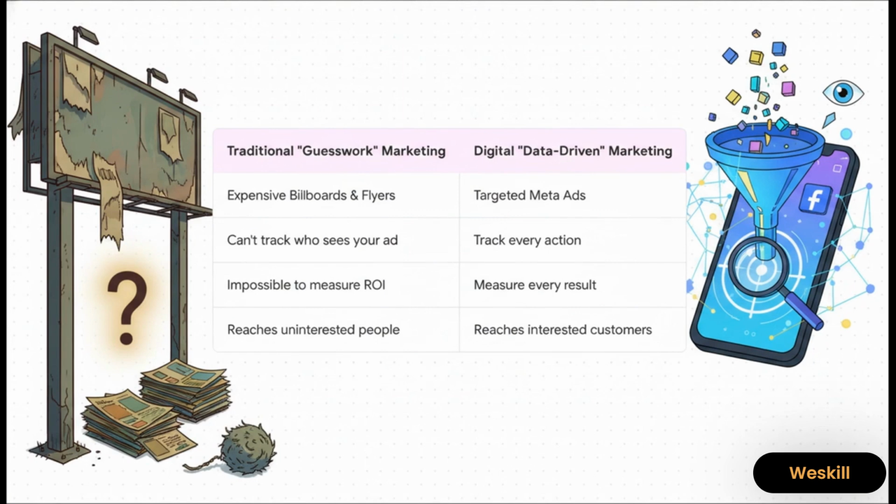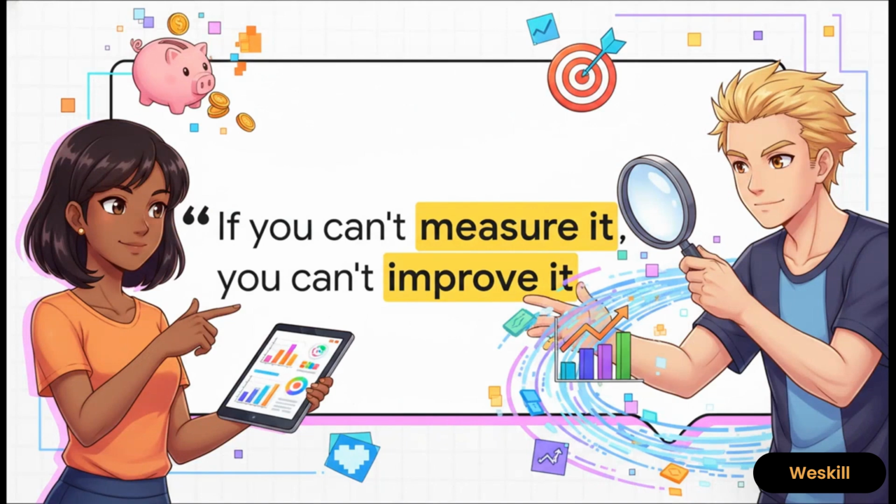I mean, just look at the difference here. On one side, you have the old way of doing things, billboards, flyers. It's pure guesswork. You throw it out into the world and just hope the right person sees it. But digital marketing, when it's powered by something like the Pixel, is the total opposite. It's data-driven. You can track every action, measure every result, and reach the people who are actually interested in what you're selling. This famous quote says it all, doesn't it? If you can't measure it, you can't improve it.